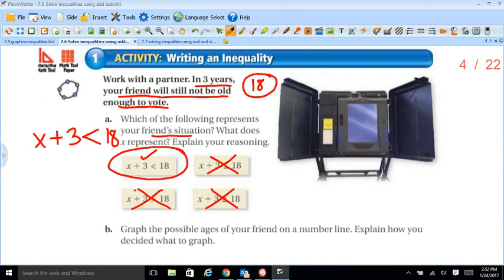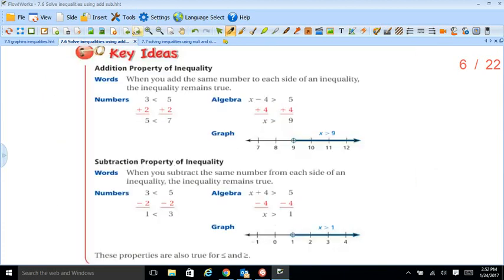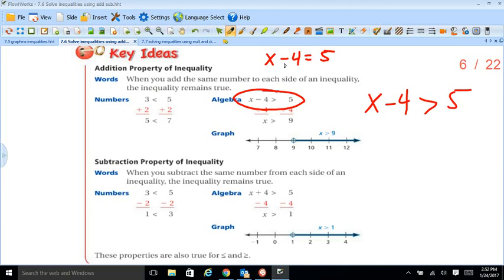So let's see how we can go about solving these inequalities. Let's take, for example, this one right here: x minus 4 is greater than 5. Just like you would do with an equation, x minus 4 is equal to 5, to get x by itself, we would have to add 4 to both sides. We're going to do exactly those same steps, but with the inequality symbol.